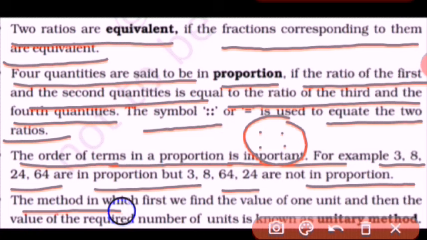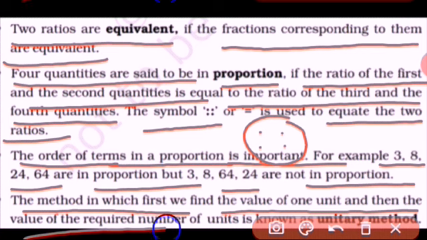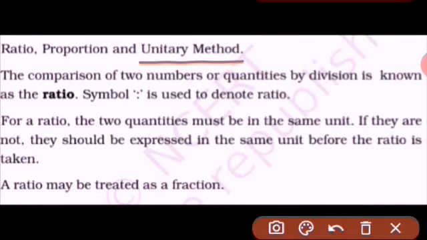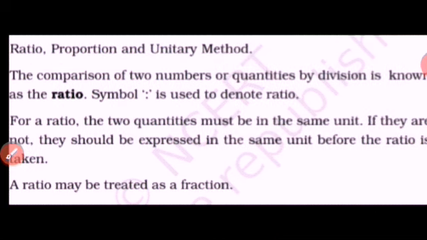The method in which we first find the value of one unit, then the value of the required number of units, is known as the unitary method. I have told you earlier, unitary means you are combining ratio and proportion. Combining two ratios is a proportion. You are uniting, that is why it is called unitary. So how will you explain a proportion?